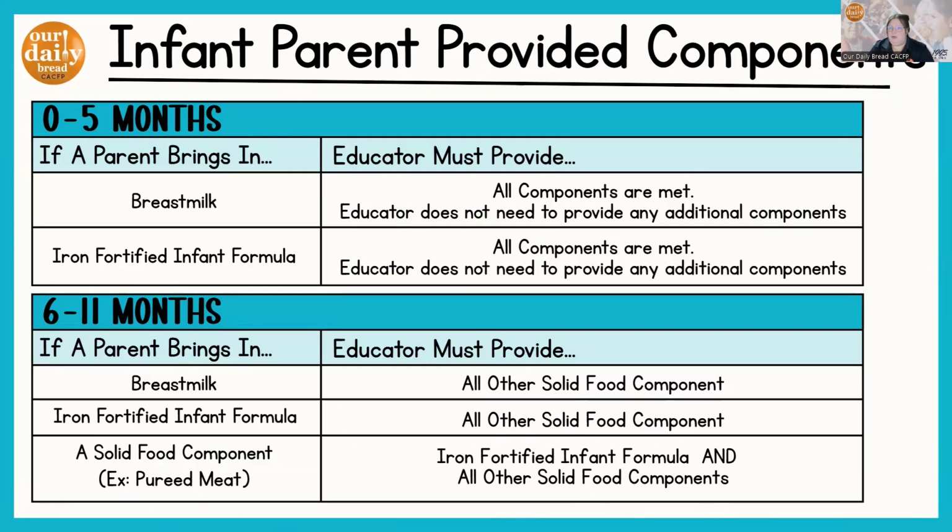There's nothing extra needed. However, once they become developmentally ready, or 6 to 11 months, if a parent brings in that breast milk or iron fortified formula, then the educator has to provide all those other solid food components. If the parent brings in a solid food component, whether that's pureed meat, fruit, or vegetable, then the educator has to provide the iron fortified infant formula plus any other solid food components.